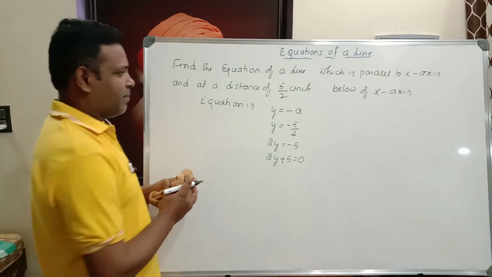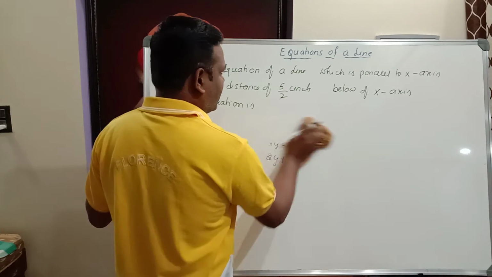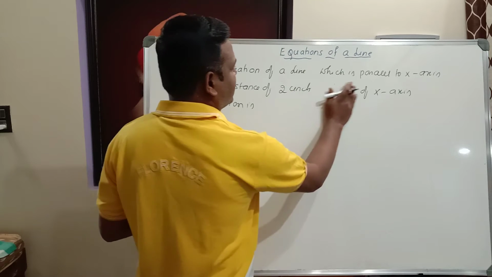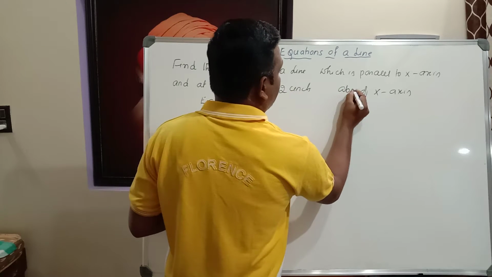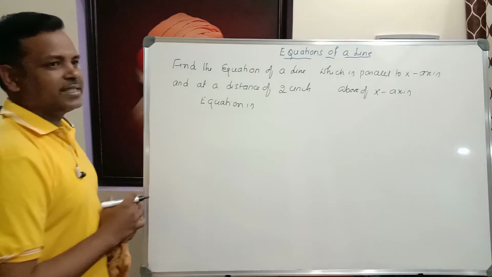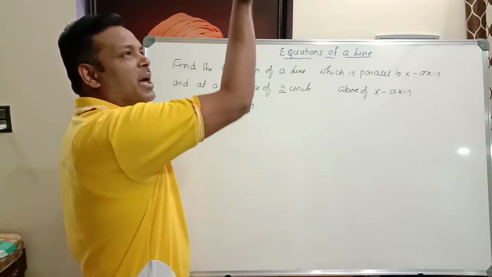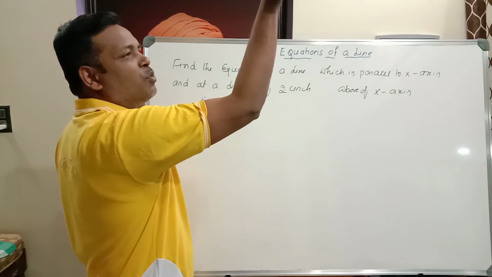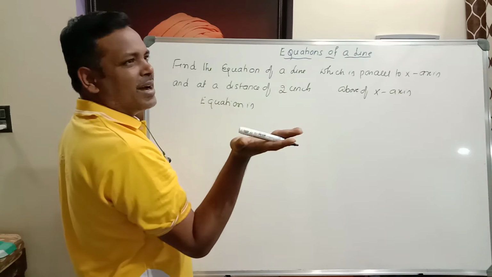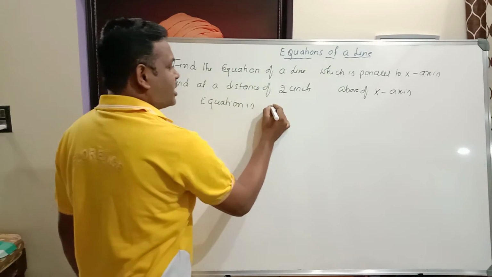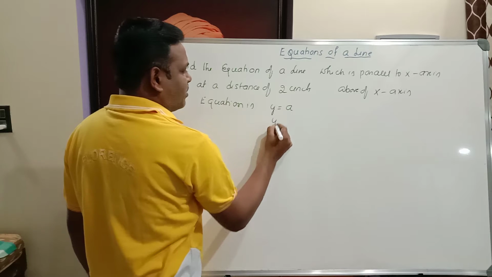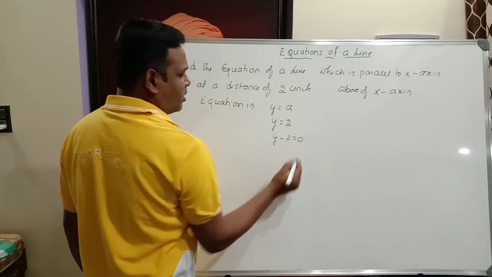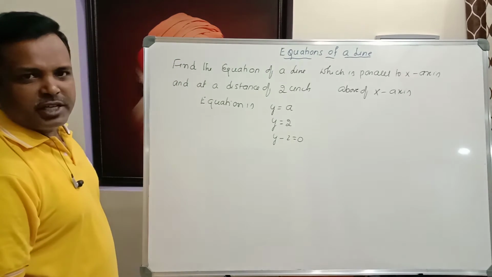Okay. Next, find the equation of a line which is parallel to x axis and is at a distance of 2 units above the x axis. Above means it is parallel above the x axis. Any line parallel to x-axis is in the form of y is equal to plus a or y is equal to minus a. Above it, the equation is y is equal to plus a. Nothing but y is equal to 2. You can take 2 to this side. y minus 2 is equal to 0. This is the equation. Got my point, right?